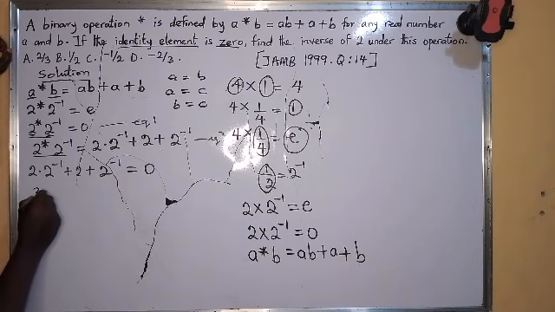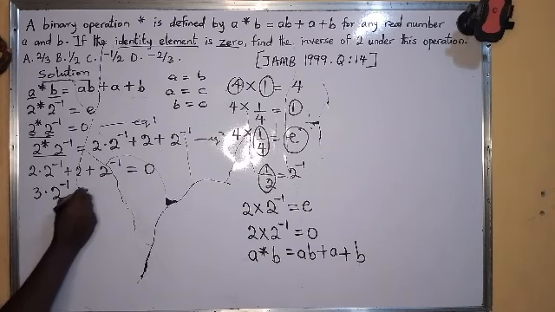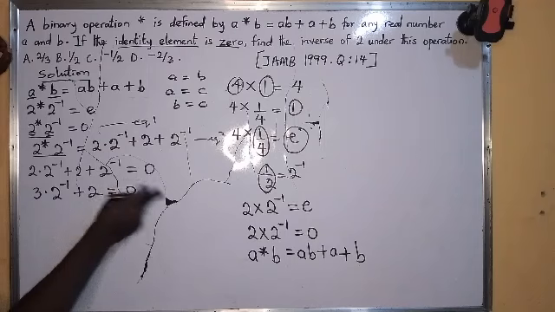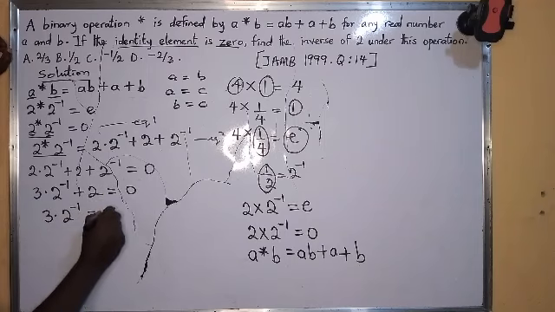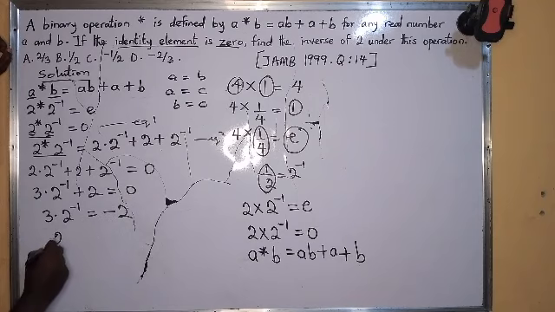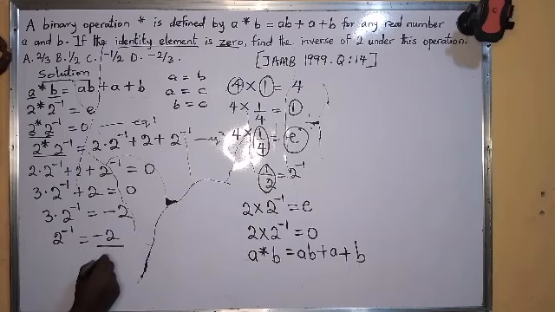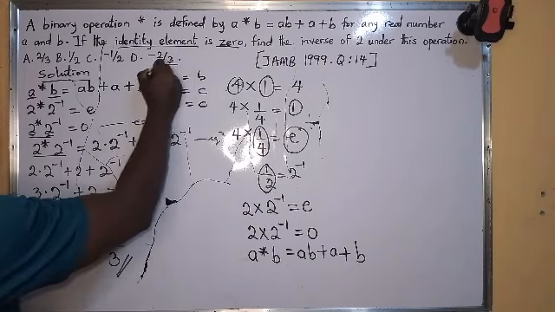So we have 3 multiplied by 2 raised to power minus 1 plus 2 is equal to 0. Taking 2 to the other side, 3 multiplied by 2 raised to power minus 1 is equal to negative 2. Dividing both sides by 3, the inverse of 2 is equal to minus 2 over 3. This is our final answer, and we have it in option D. Thank you.